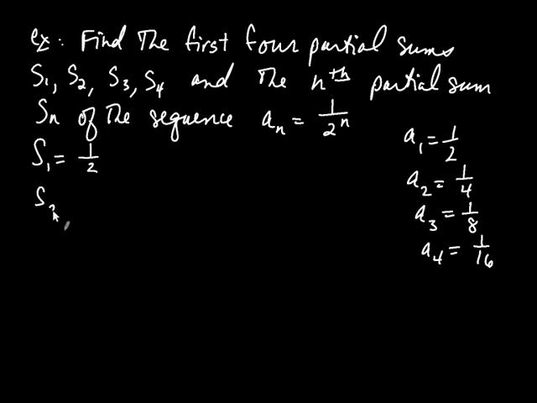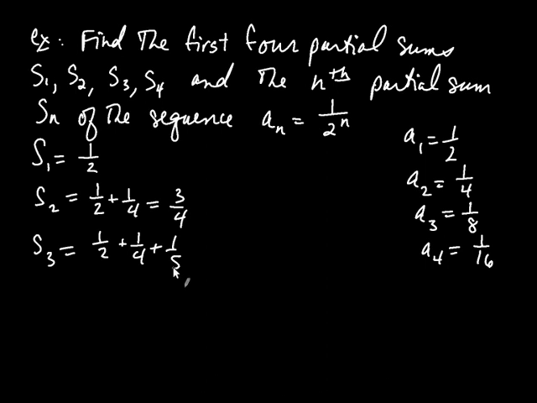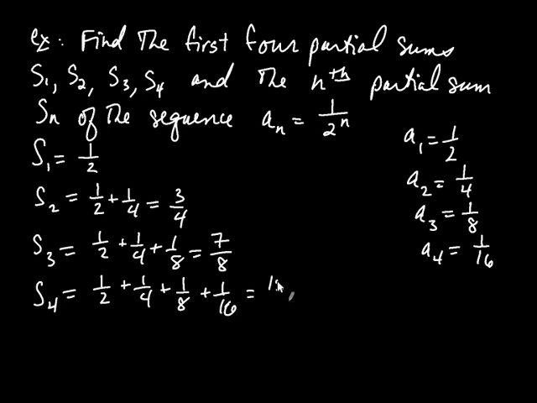So the second partial sum is going to be the sum of the first two terms, 1/2 plus 1/4, and we're going to get 3/4. Likewise, the third partial sum is going to be 1/2 plus 1/4 plus 1/8. Adding those together, we get 7/8. And then the fourth partial sum is the sum of the first four terms, 1/2 plus 1/4 plus 1/8 plus 1/16. When we add those fractions together, we get 15/16.